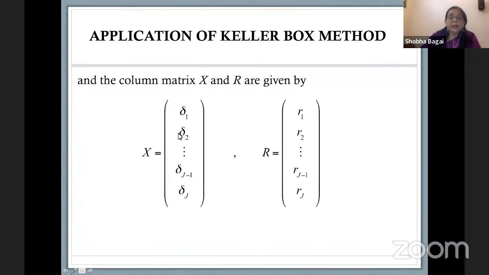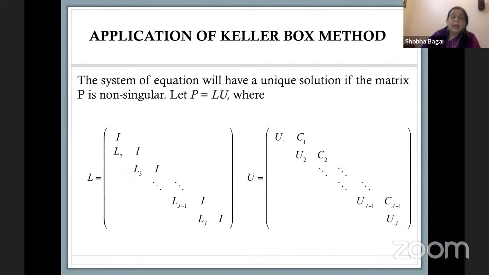And of course, X is this, R is this. Again, to reiterate, these are not a single element, but these are vectors. These will be vectors, each delta I will be a vector of order of R, 5 cross 1. And each element of R is also a vector of the order of 5 cross 1 for this particular example.